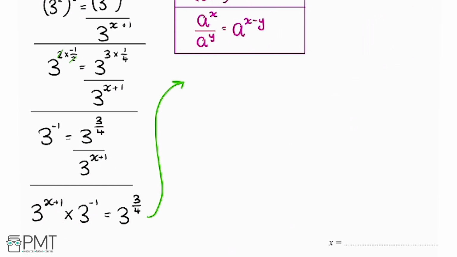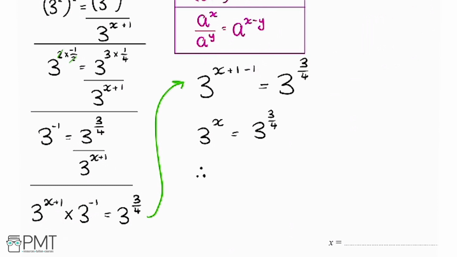So now for this one, we can use our top indice law over here. So when you're multiplying it together, you just add the powers. Let's just add the powers. We're going to get 3 to the power of x plus 1 minus 1, which equals 3 to the power of 3 over 4. Well, this is really nice because the 1 and minus 1 just go to 0. So we're just going to have 3 to the power of x equals 3 to the power of 3 quarters. Therefore, because we've got the same base here, we can say x is going to equal 3 quarters, which is our final answer.